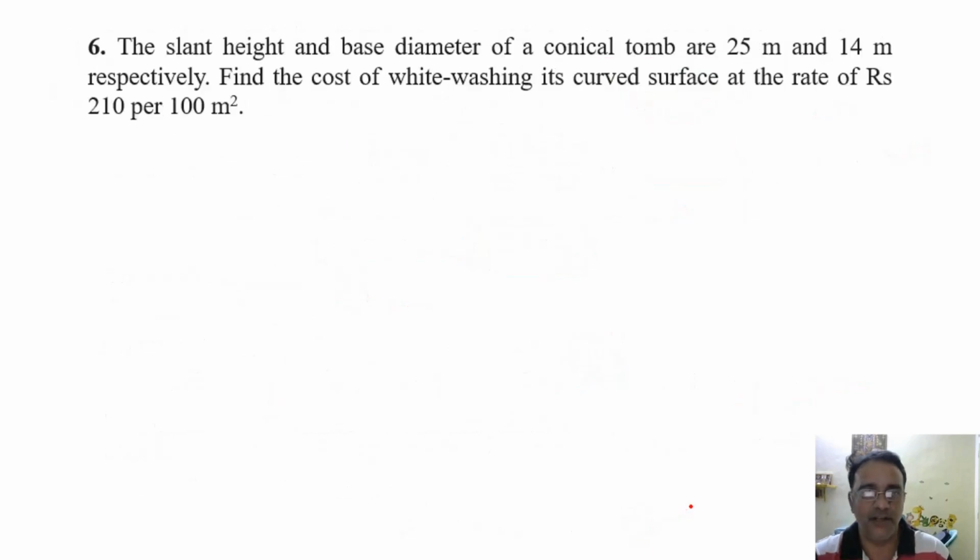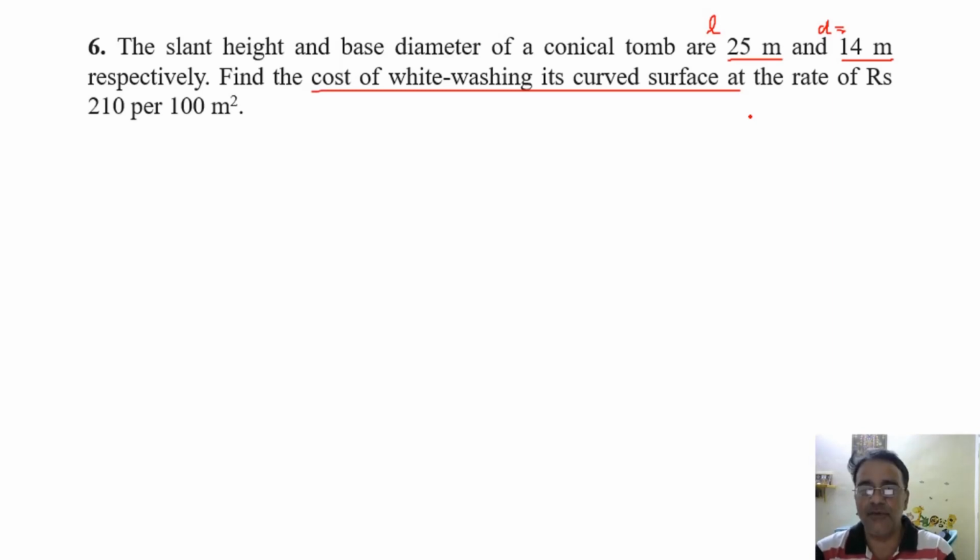No, sir. Okay, now we'll move towards question number 6. The slant height and the base diameter of a conical tomb are 25 meter and 14 meter respectively. So this is L and this is diameter, I'm writing it as D. Find the cost of whitewashing its curved surface at the rate of rupees 210 per 100 meter square.